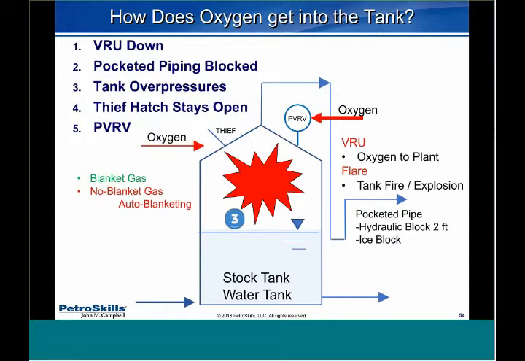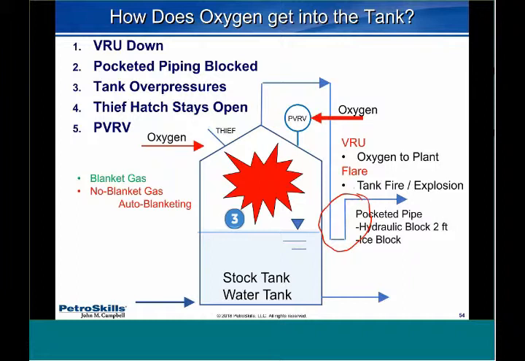How does oxygen get into the system? Well, the vapor recovery system can go down. A lot of people put their piping at grade and the lines are pocketed. So you can block it with ice, or block it if there's a flame arrestor, if it's going to an emission control device. The tank's over pressure, the thief hatch opens, and you get air into the tank. And this can be tied to a vapor recovery system or a flare.